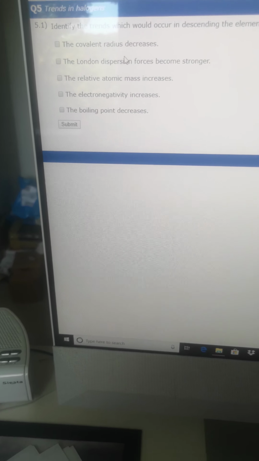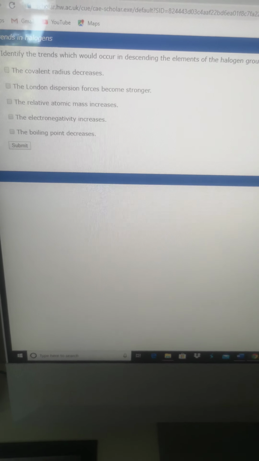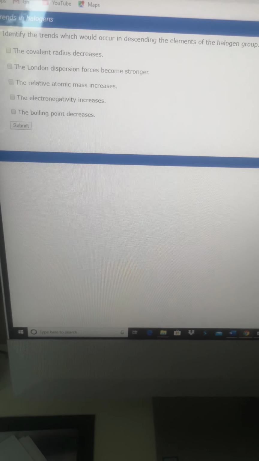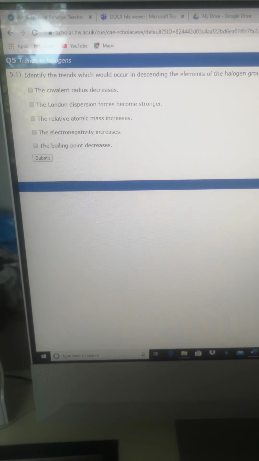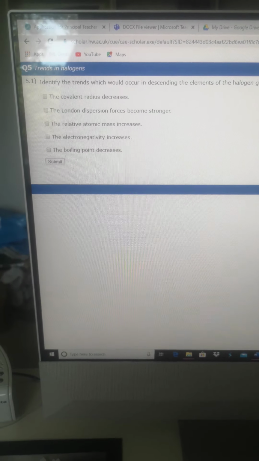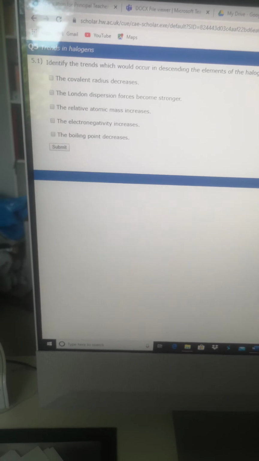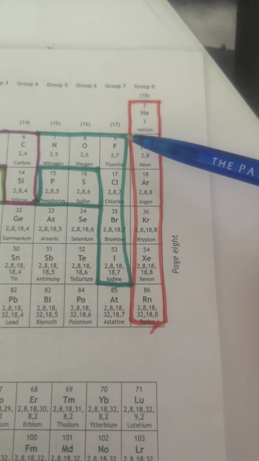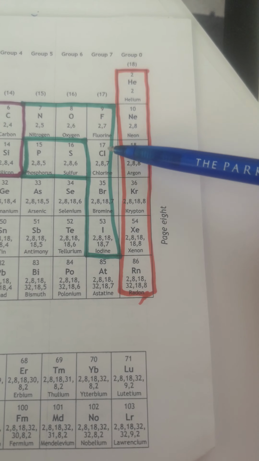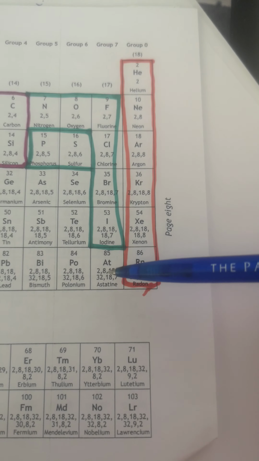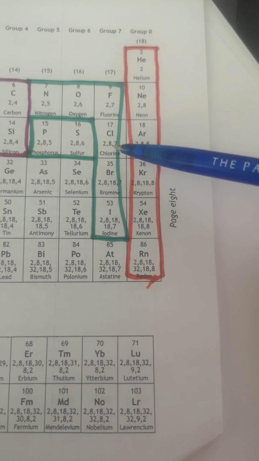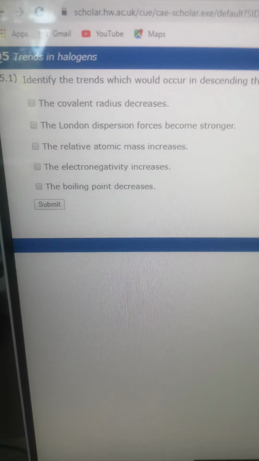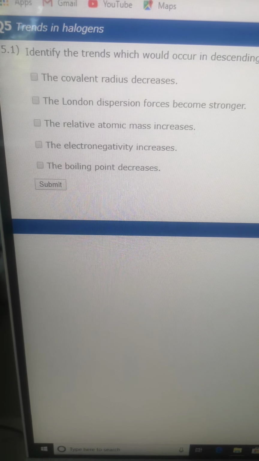Moving on to 5, identify the trends which would occur in descending the elements of the halogen group. Right, so if we look at the halogens, the first one it says is the covalent radius decreases. Now the covalent radius just means how big the atom is. Looking at group 7, the halogens, as you go down the group, one more electron shell has been added each time, so the size of the atoms is increasing. So the first one's wrong, because the covalent radius would increase.